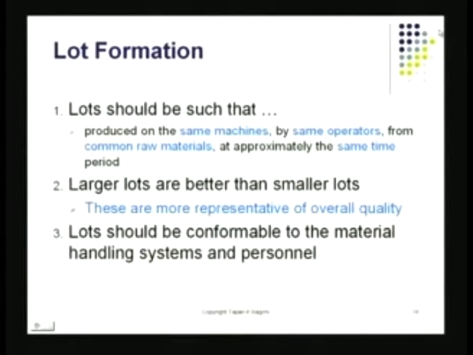How are you going to form the lot? Now I'll give you some examples of how to form the lot. Basically, a lot is something that is considered to be homogeneous. All these items that have been submitted to me as a lot, if they came in a box of pens, they should have been produced together. Their quality should be more or less uniform, and they should have been produced by the same operator if possible, on the same machine from the same raw material.